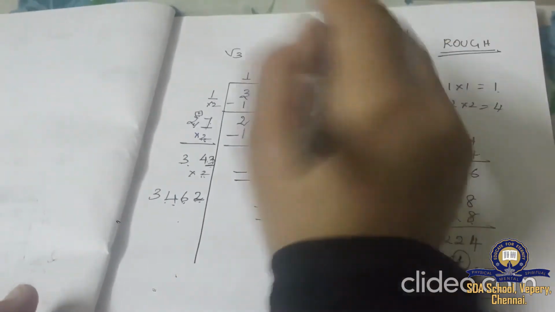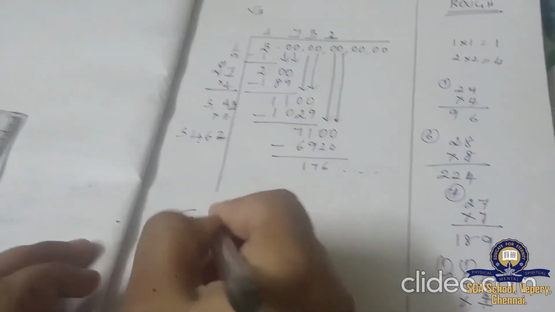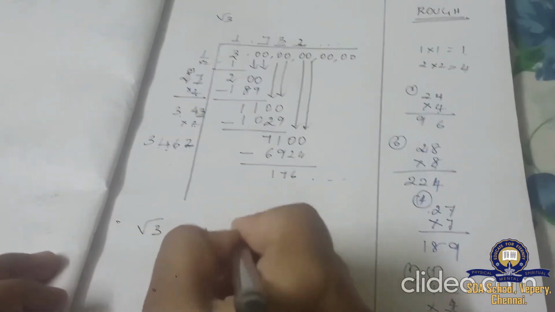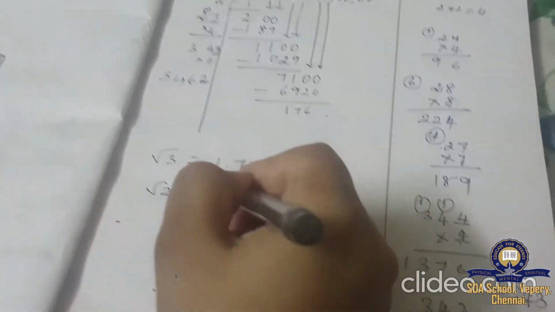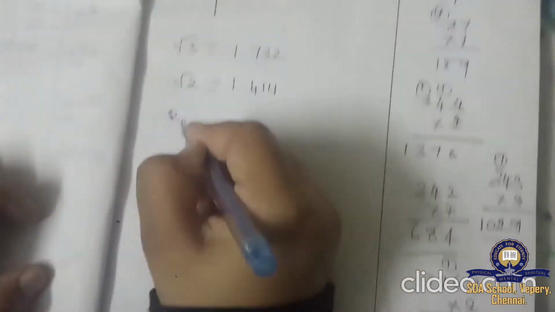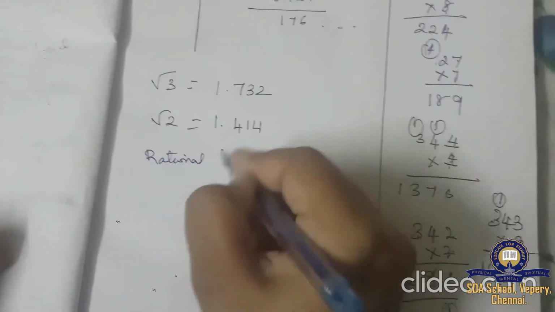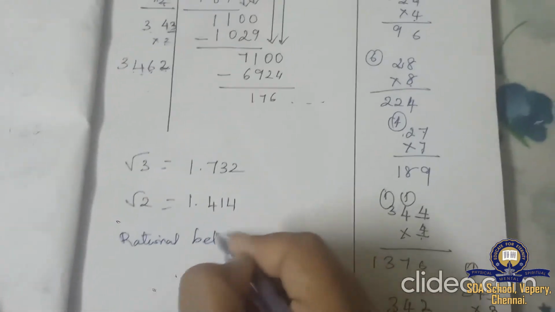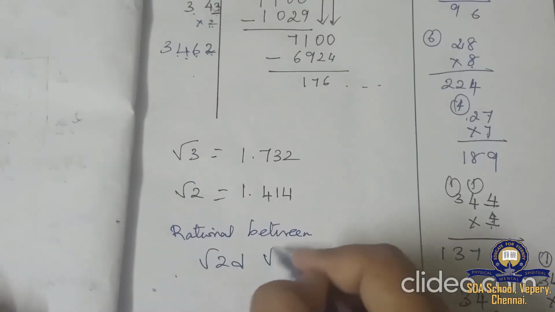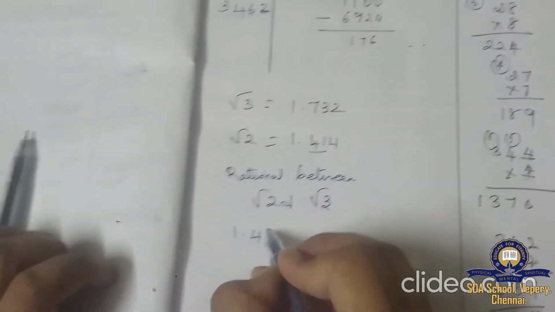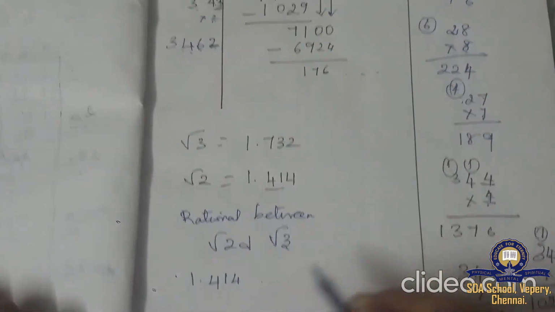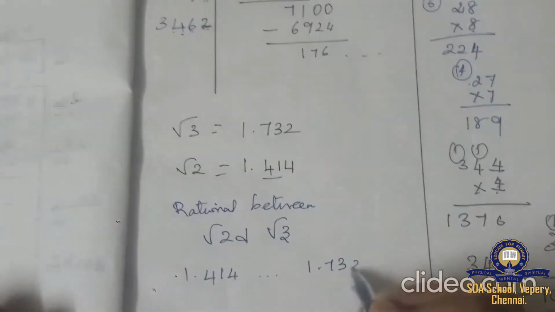What is the value of root 3? It is 1.732. What was the value of root 2? It was 1.414. Now I have to find the rational numbers between them, isn't it? Rational numbers between root 2 and root 3. It starts from 1.414 and it ends at 1.732. Numbers between them only you have to find.